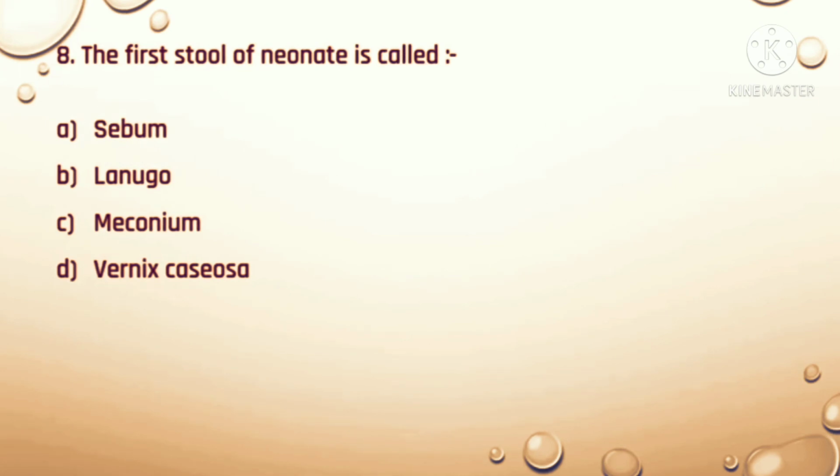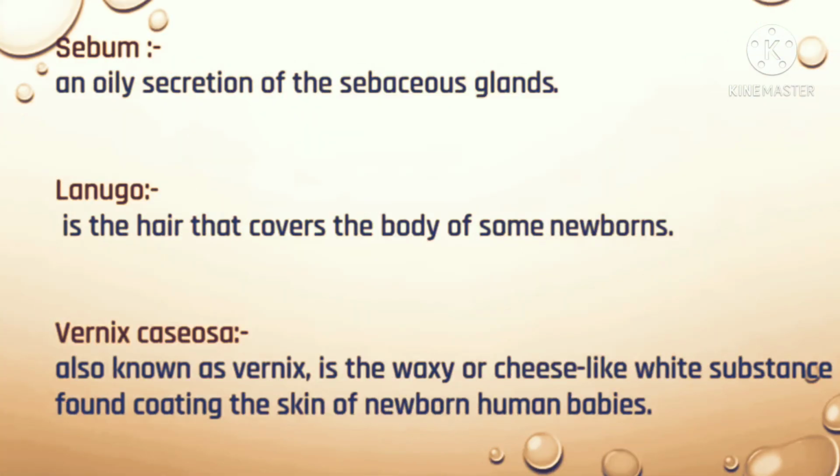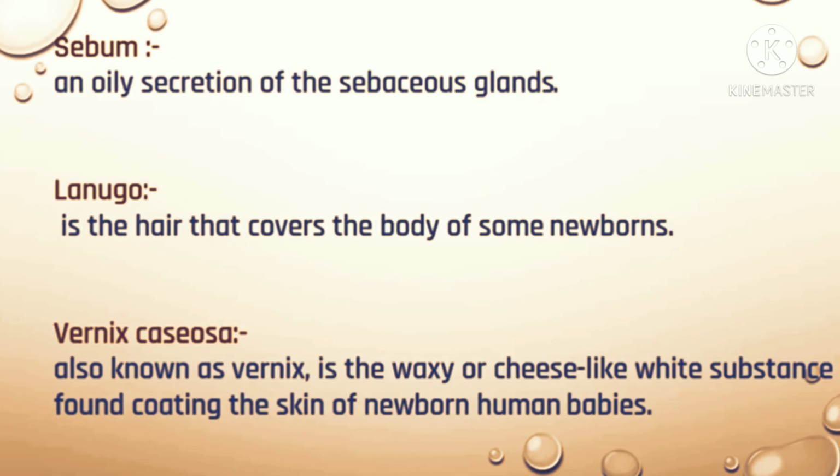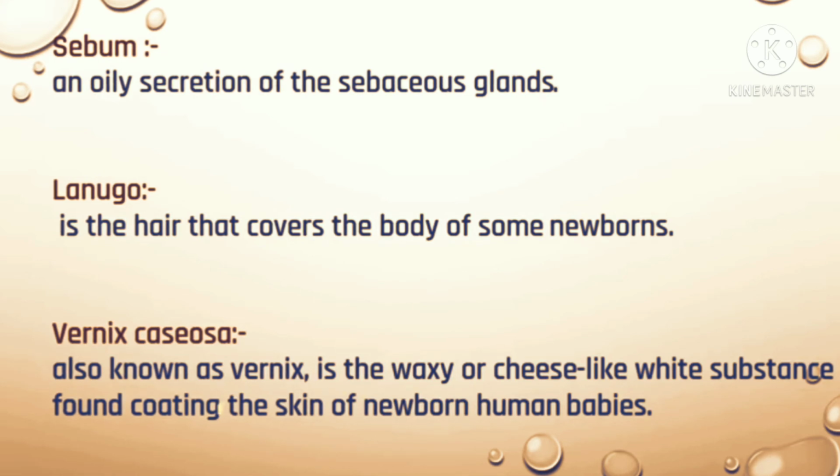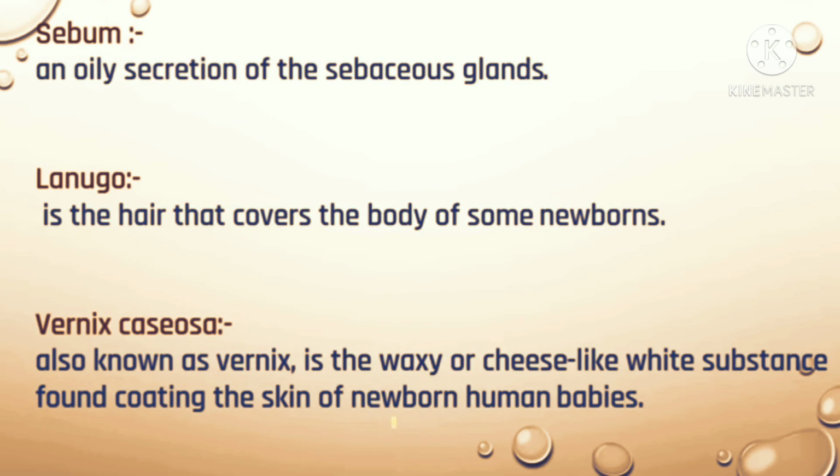Next question is, the first stool of neonate is called as A. Sebum, B. Lanugo, C. Meconium, and D. Vernix caseosa. The right option is Meconium. And sebum is an oily secretion of sebaceous gland, and lanugo, it is a hair which covers the body of newborns. And coming to Vernix caseosa, it is a cheesy or waxy substance, white in color, which is present on the surface of the human babies.